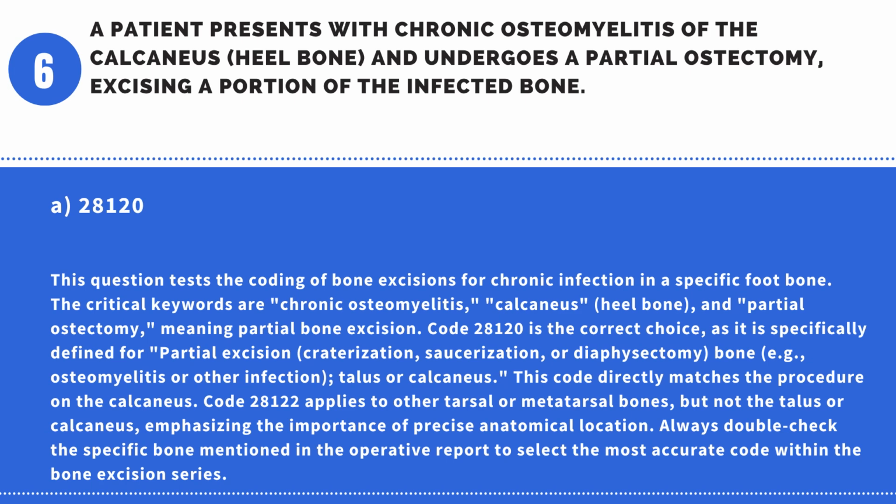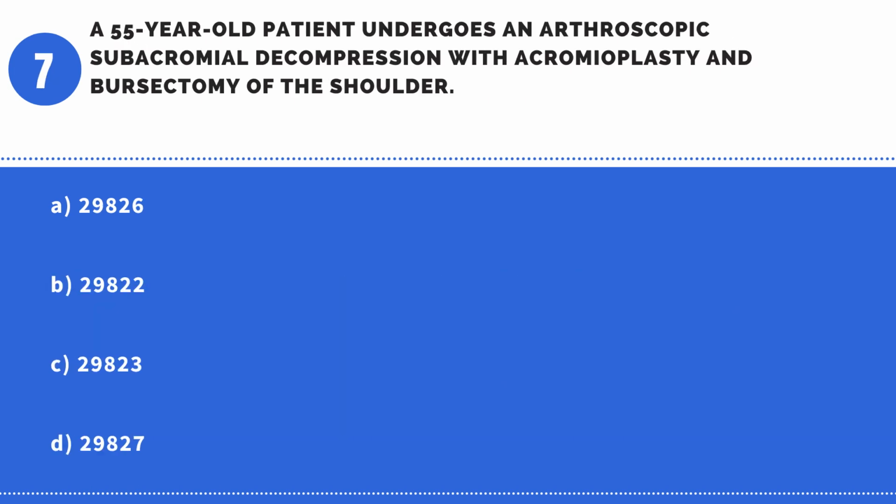Code 28122 applies to other tarsal or metatarsal bones, but not the talus or calcaneus, emphasizing the importance of precise anatomical location. Always double-check the specific bone mentioned in the operative report to select the most accurate code within the bone excision series. Question 7. A 55-year-old patient undergoes an arthroscopic subacromial decompression with acromioplasty and bursectomy of the shoulder.